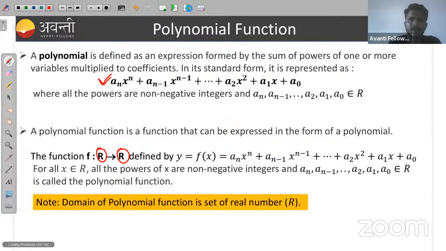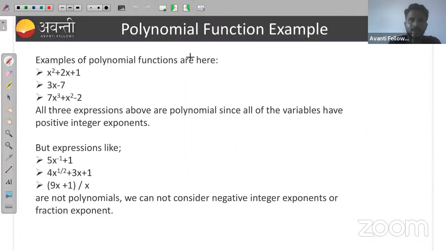You have seen many varieties of polynomial, right? These are examples of some polynomial functions. These are not polynomials, since you can see x to the power minus 1, and x to the power half. What we said is that the exponent should be a non-negative integer. It should be 0, 1, 2, 3 like that. But here it is half.